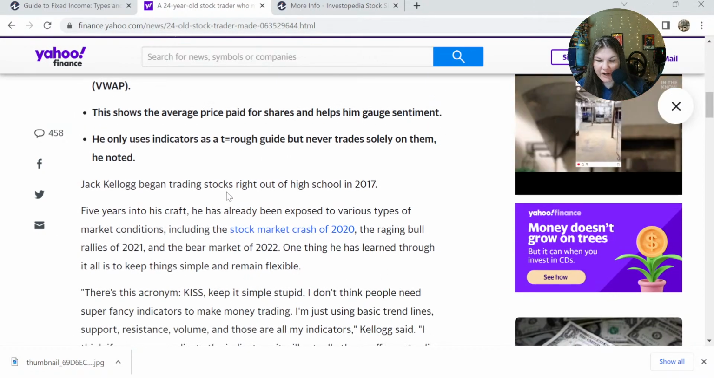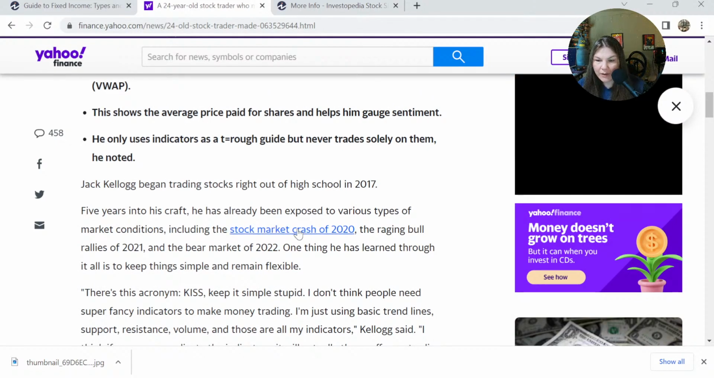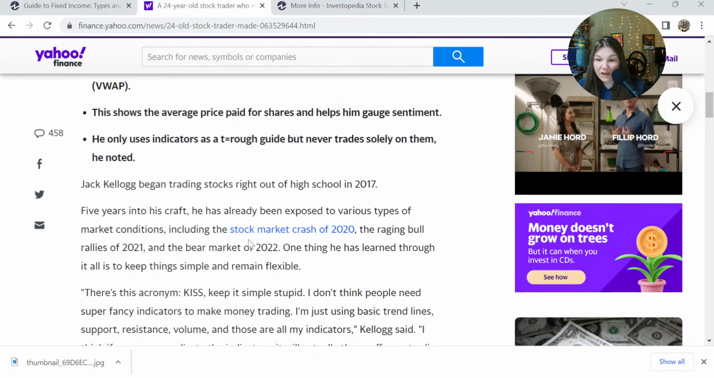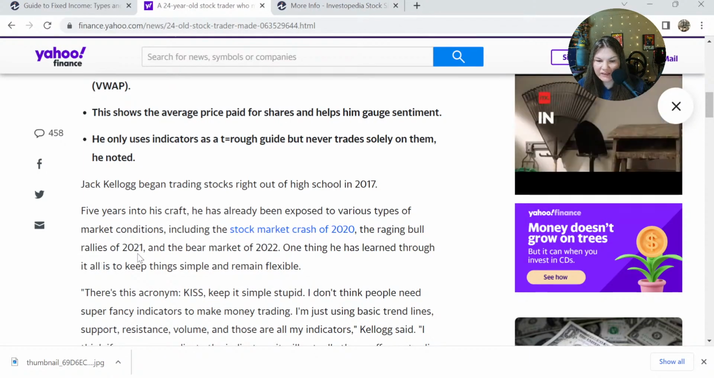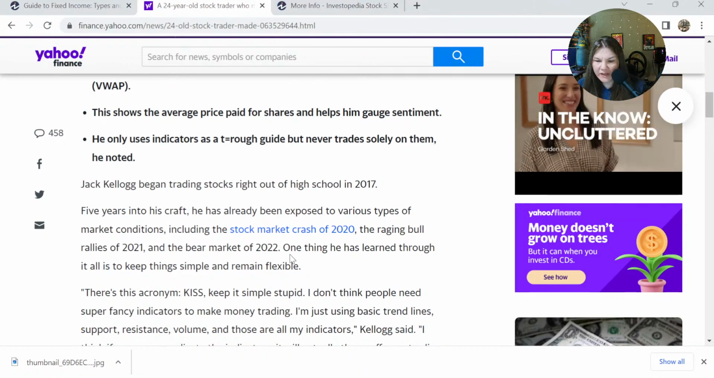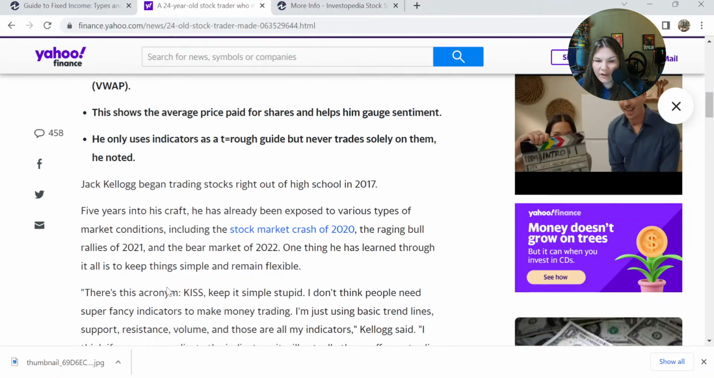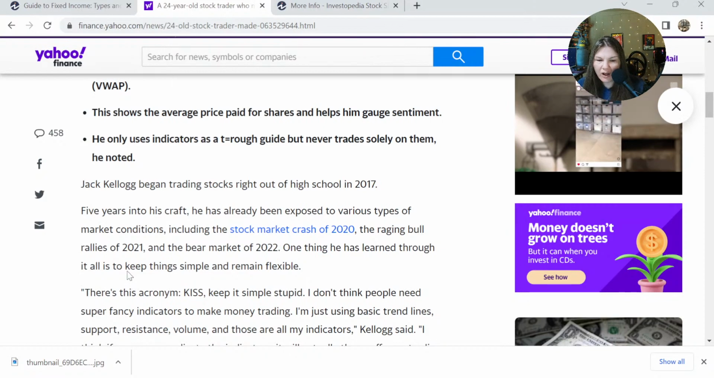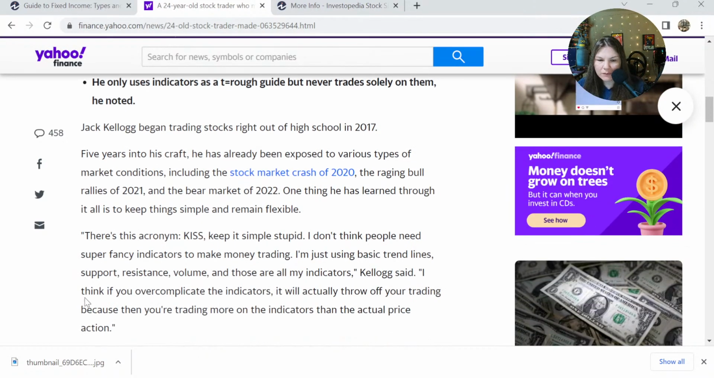Jack Kellogg began trading stocks right out of high school in 2017. 5 years into his craft, he's already been exposed to various types of market conditions, including the stock market crash of 2020, the raging bull rallies of 2021, and the bear market of 2022. One thing he's learned through it all is to keep things simple and remain flexible.